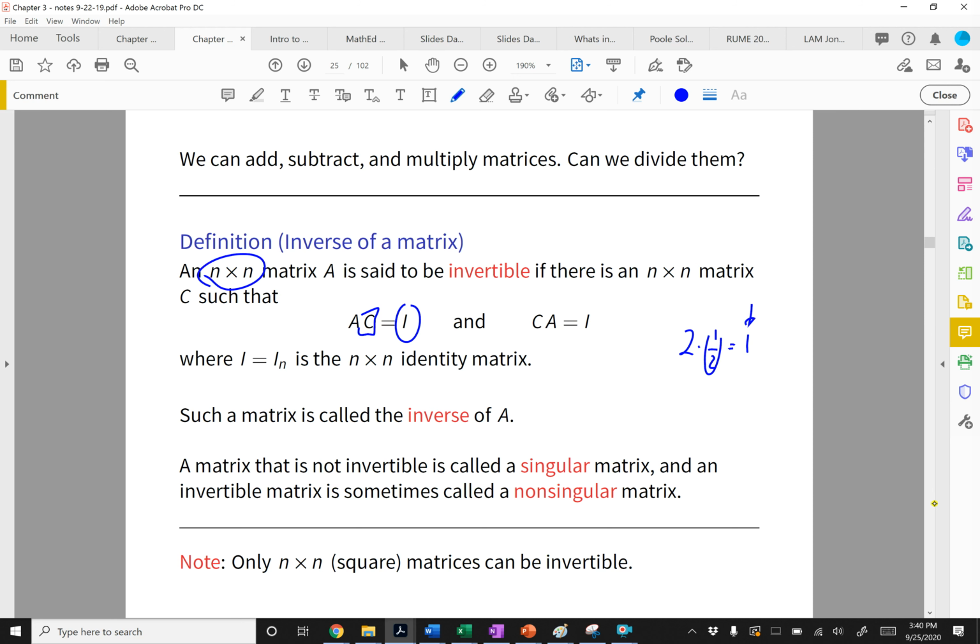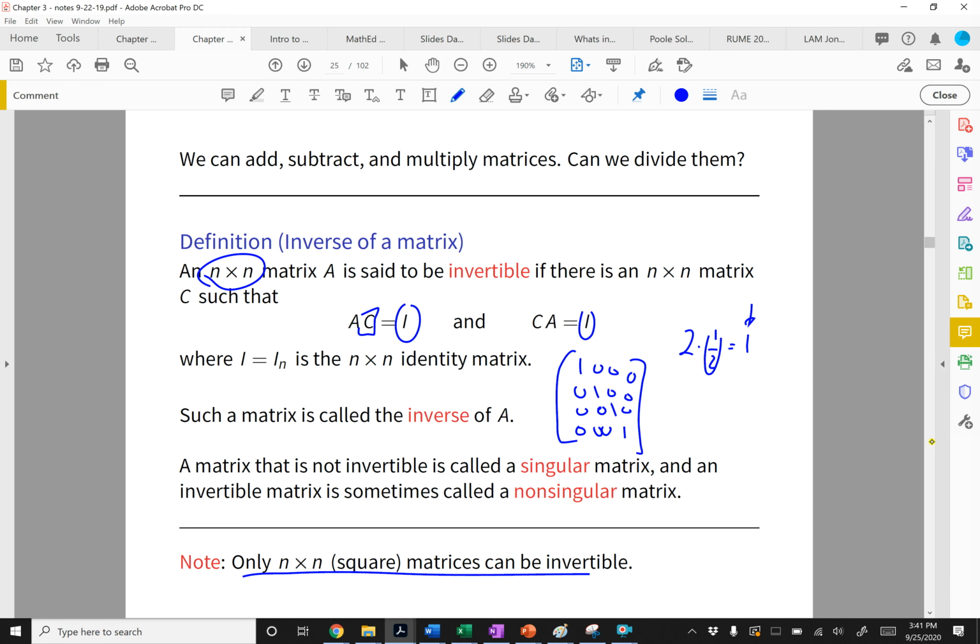Key thing, only square matrices have inverses. And the inverse is the same size as the matrix, so they're both square matrices that are n by n. Yeah, there's that key idea. So this identity, again, just a reminder, it's ones down the diagonal, zeros everywhere else, however large you need it.